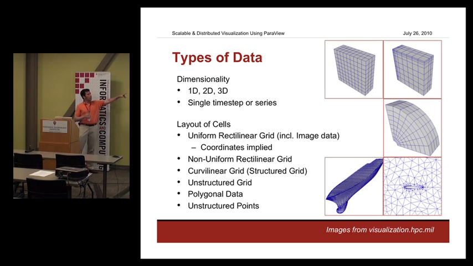Is it a uniform rectilinear grid, such as this, which actually would be, in a 2D case, your image data. In a 3D case would be your volumetric data, comes out of CT scans and so forth. The coordinates are implied there. It could be a non-uniform grid, could be a curvilinear grid.